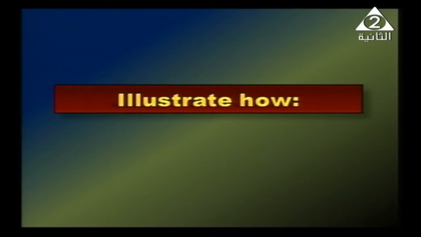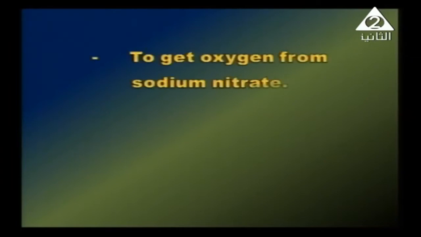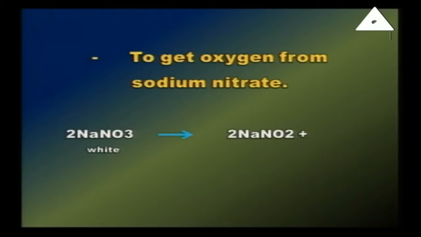Question number 1, illustrate how. It means mention. How to get oxygen from sodium nitrate? Think. By heating sodium nitrate, it will produce yellowish-white sodium nitrite and oxygen gas evolves.